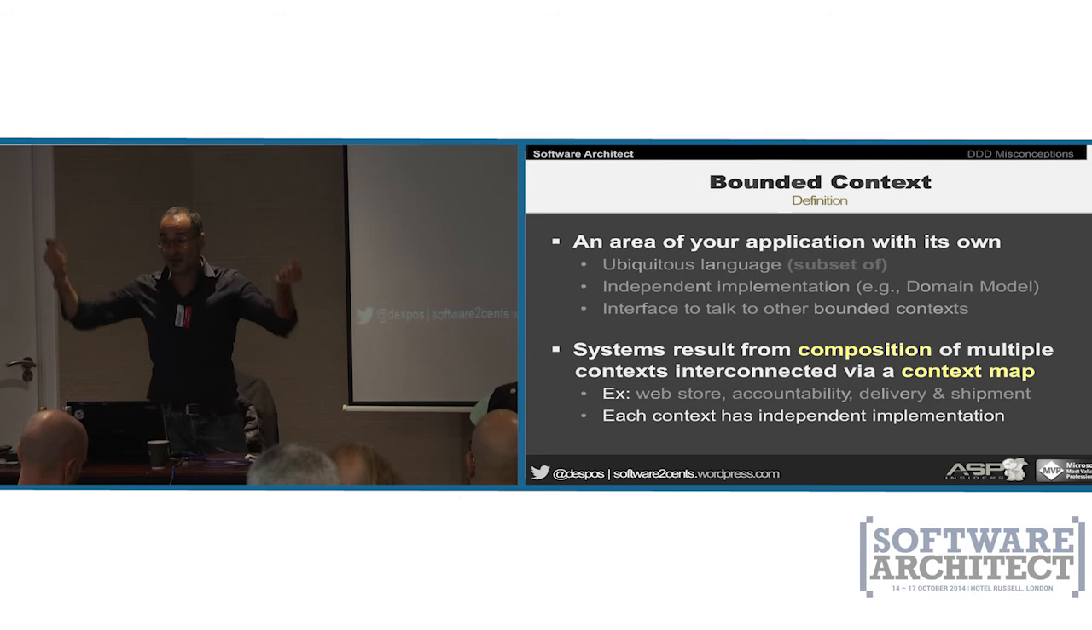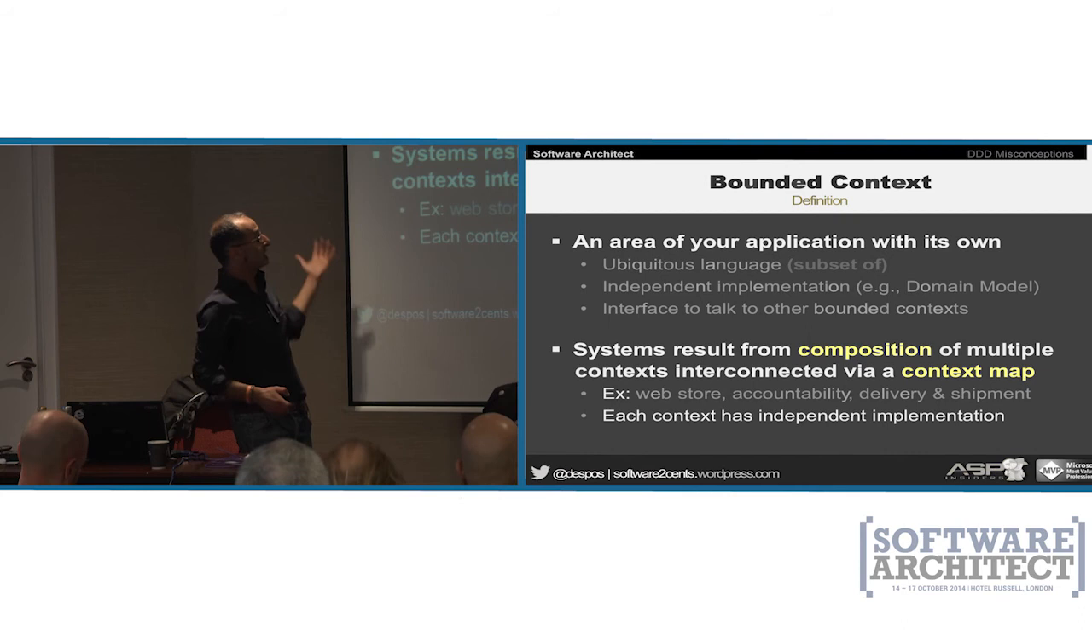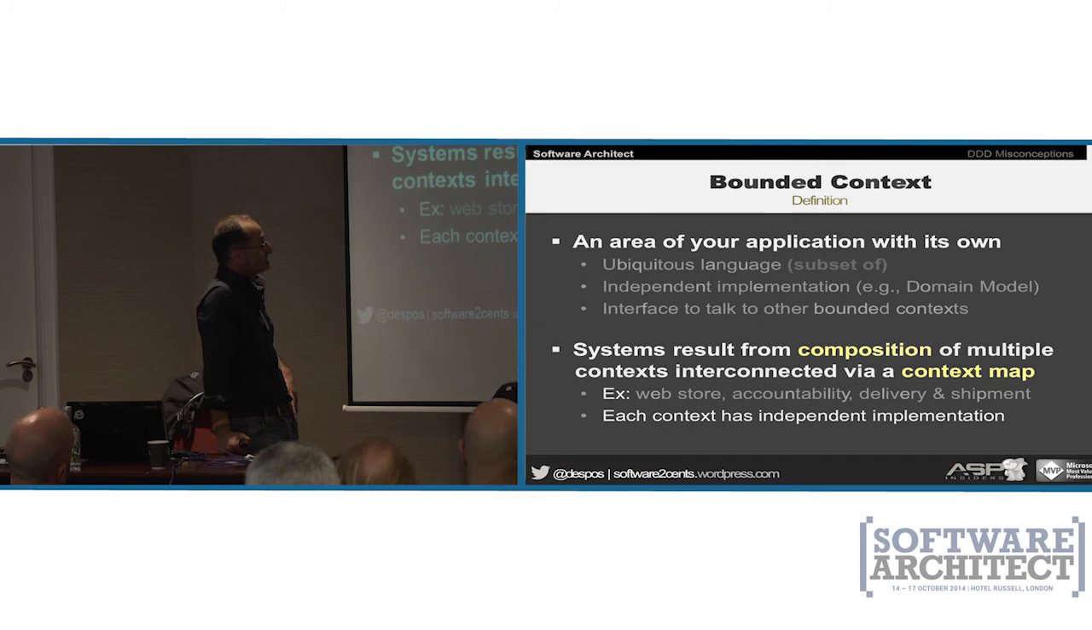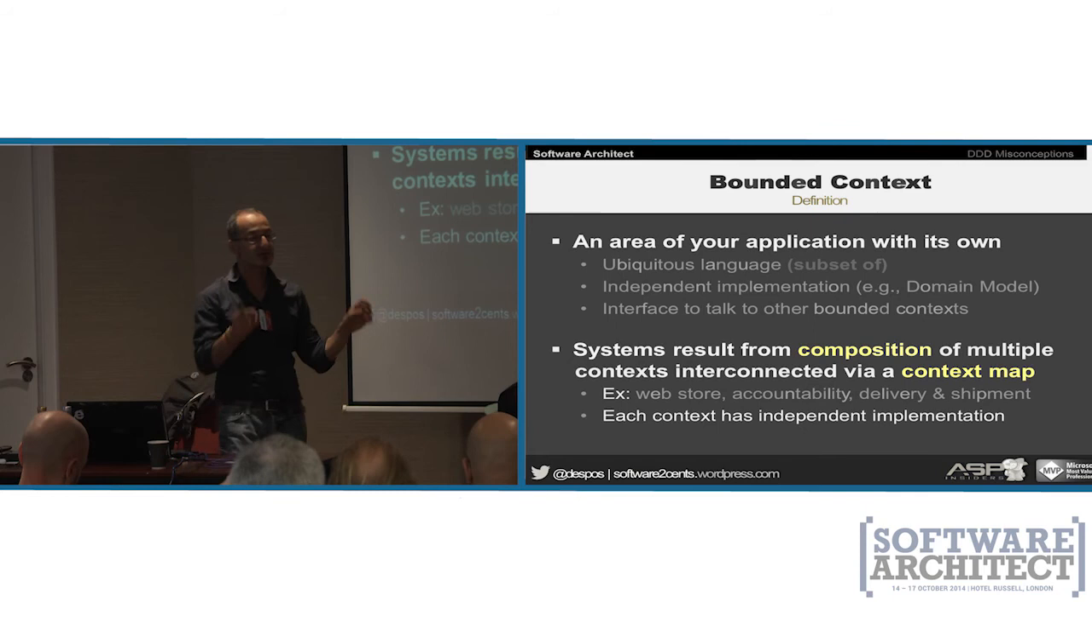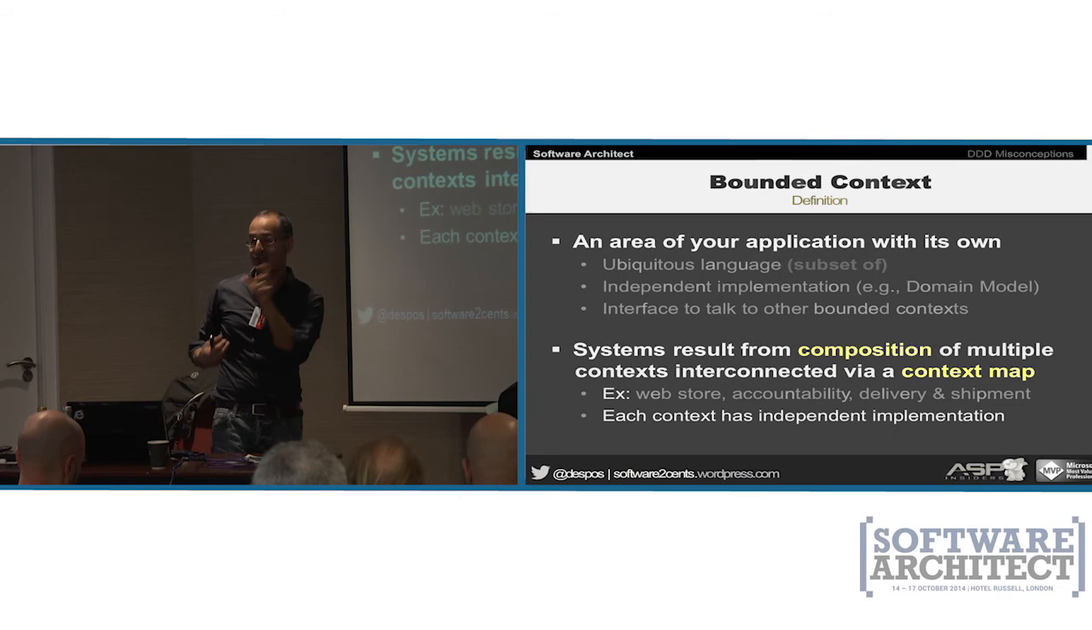So in the end, out of the DDD analysis, a system results from composition of multiple contexts interconnected using something called a context map, which is just a map that indicates which bounded context. You have a slide in a few moments with arcs connecting nodes of this graph. Each arc indicates the type of communication, the relationship that exists between contexts.